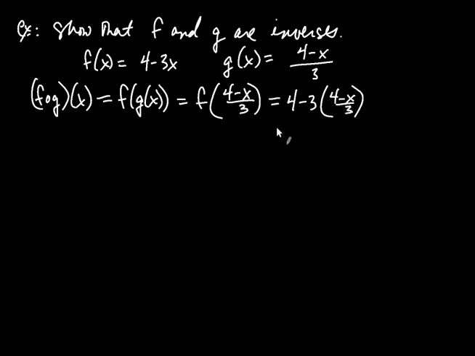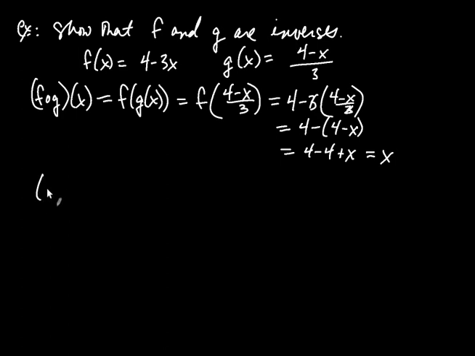And then what happens? Well, the 3's cancel, and then you distribute the negative, so you get 4 minus 4 minus x, and that's equal to 4 minus 4 plus x, and notice that's equal to x. And that's what we wanted it to be equal to, right? So what we're basically saying is that you're back to where you started. If you first put x into g, and then you put that into f, you're back to where you started. Now, in order for these to be inverses, you have to verify it going the other direction as well.